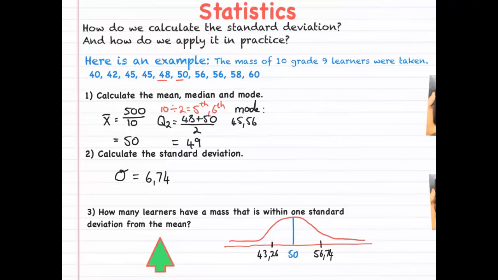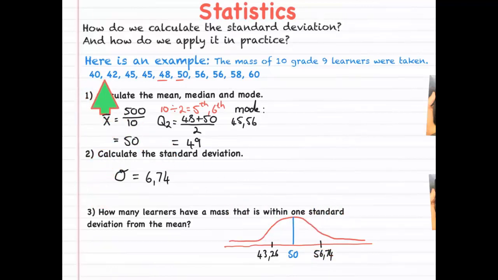56,74. Okay, so that basically means that we want to go and look how many learners fall in those masses from 43,26 all the way to 56,74. So it has to be bigger than 43,26. So we're looking at anything from 44 all the way to 56. Okay, so let's go and count quickly.